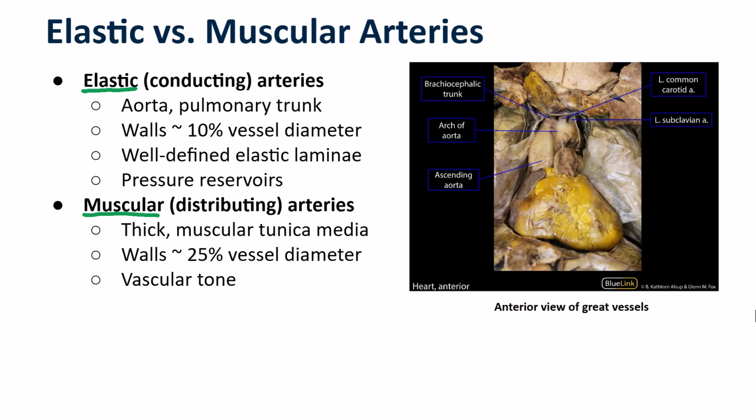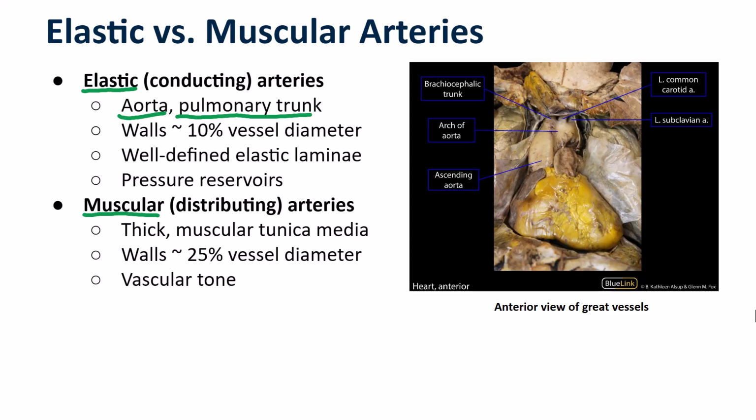Elastic arteries are considered conducting arteries. There are two fine examples of these: the aorta in all of its locations and the pulmonary trunk. These tend to be very large vessels, yet their walls are only about 10% of the total vessel diameter. They have very well-defined elastic laminae, but that muscular layer is not as great. And they serve as pressure reservoirs.